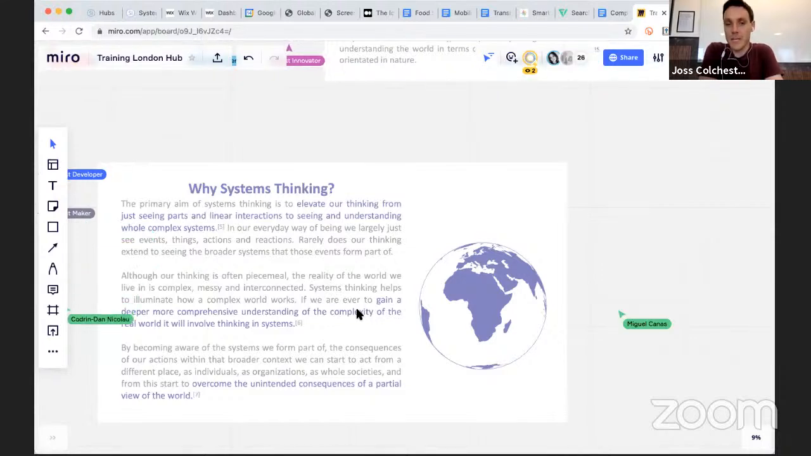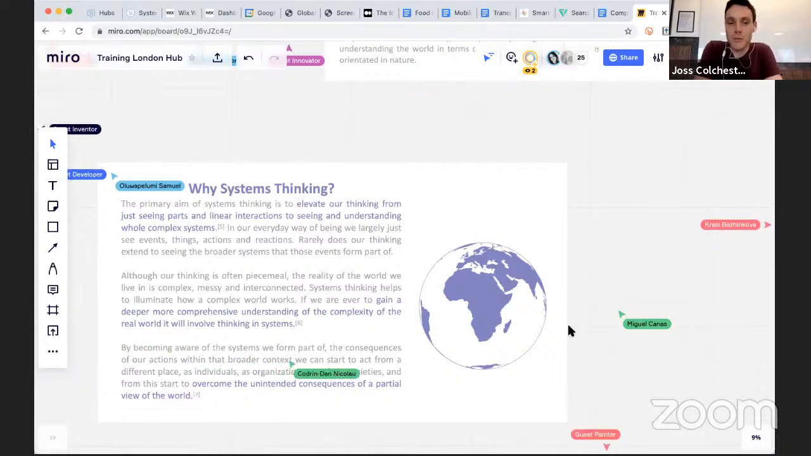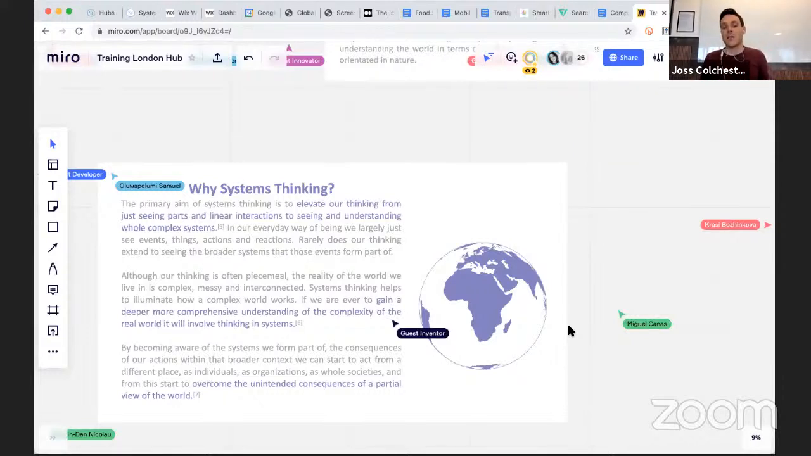Although our thinking is often piecemeal, the reality of the world we live in is complex, messy, and interconnected. Systems thinking helps to illuminate how a complex world really works. If we are to ever gain a deeper, more comprehensive understanding of the complexity of the real world, it will involve thinking in systems. By becoming aware of the systems we form part of, and the consequences of our actions within that broader context, we can start to act from a different place as individuals, as organizations, as societies, and from this start to overcome the unintended consequences of a partial view of the world.